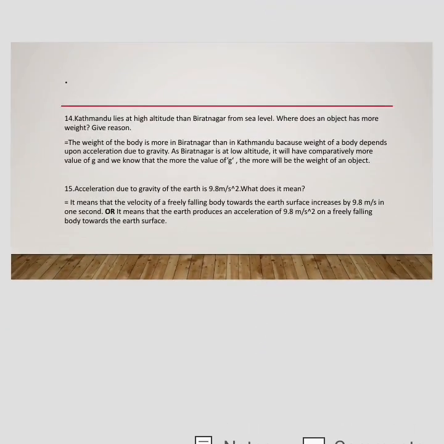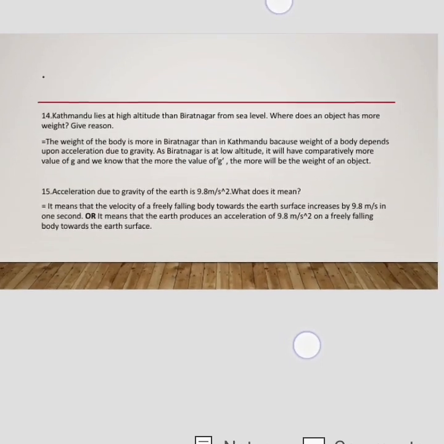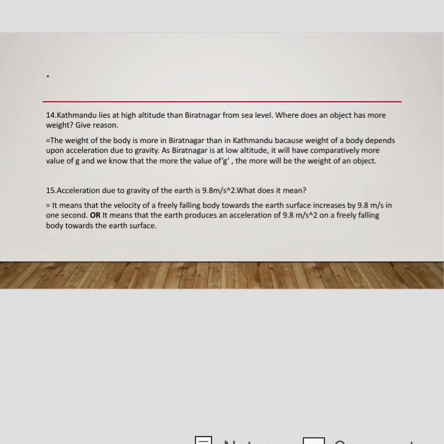Kathmandu lies at a high altitude than Biratnagar from sea level. Where does an object have more weight? Give reason. Oh, this is a very creative question. The weight of the body is more in Biratnagar. Simply we know that weight of a body depends upon acceleration due to gravity. We know that W is equal to mg. As Biratnagar is at low altitude, it will have comparatively more value of g, and we know that the more the value of g, the more will be the weight of an object.